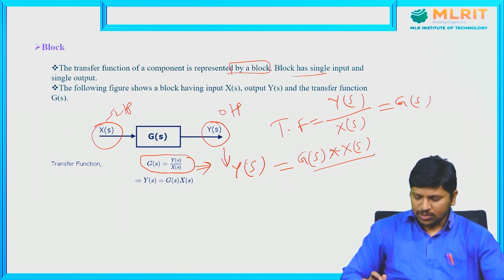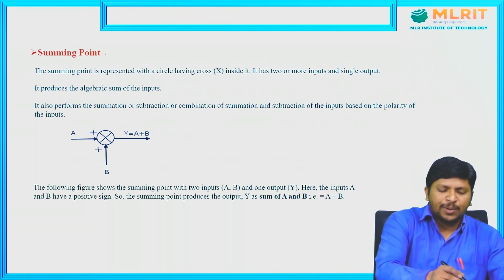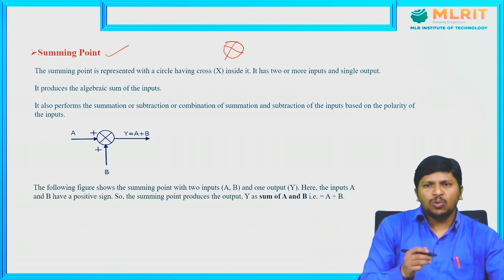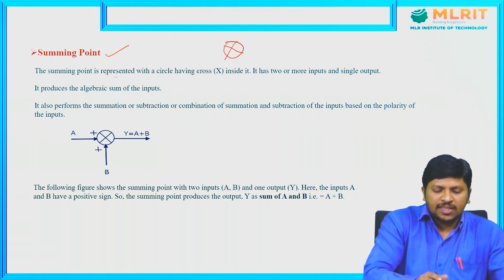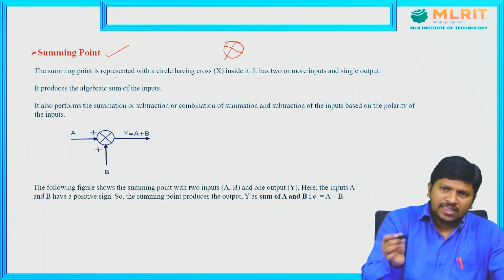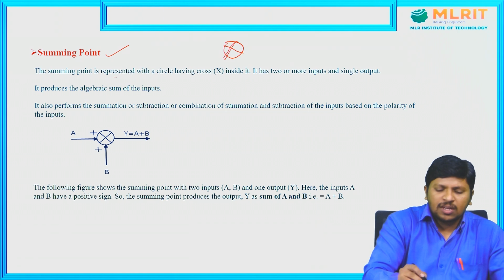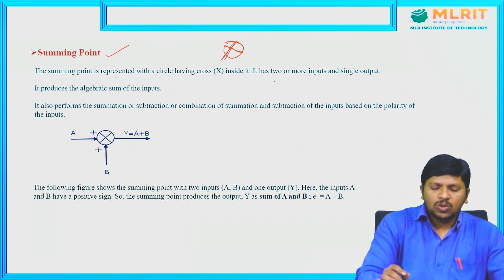Next, coming to the summing point, just observe. We represent the summing point just like this one, and every summing point has more than one input. The summing point is represented with a circle. In this circle, we mention a cross mark inside it. So it has two or more inputs.